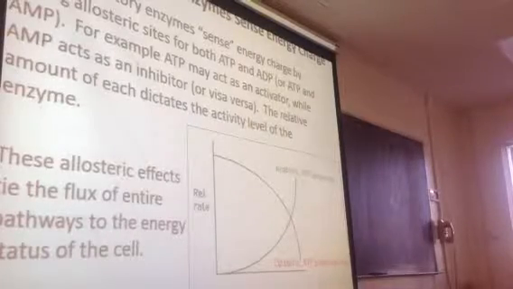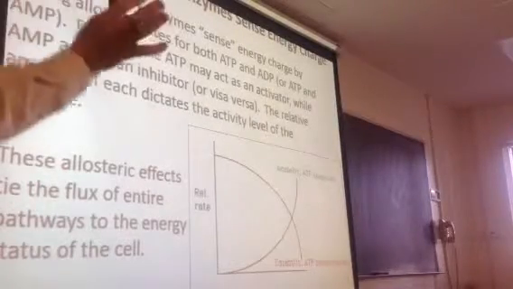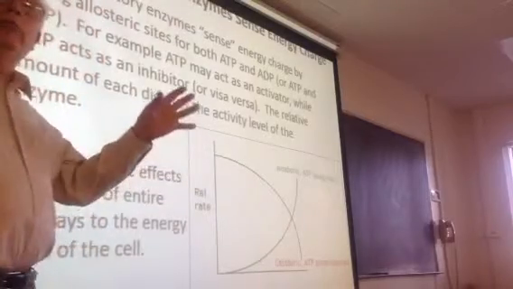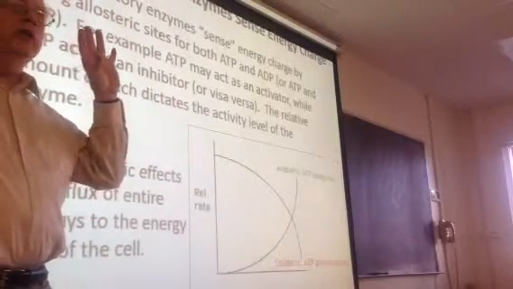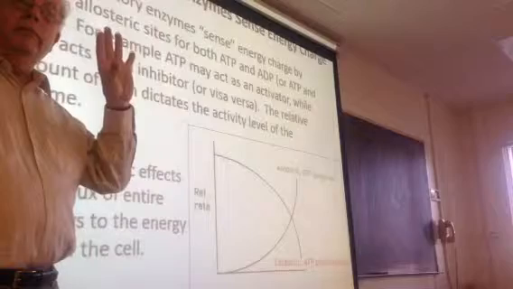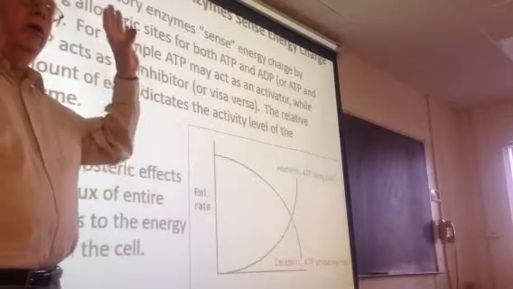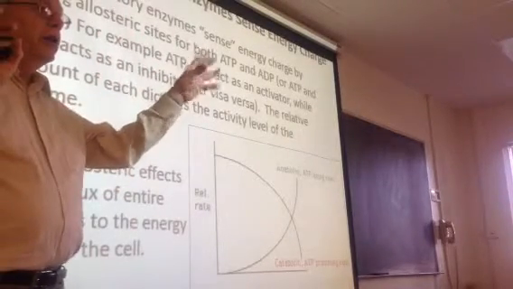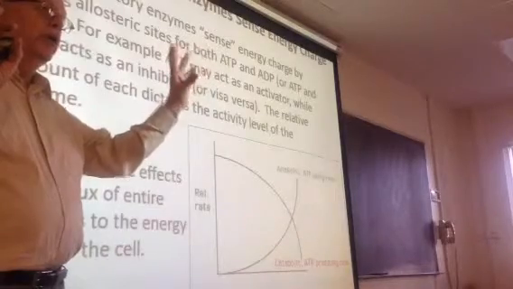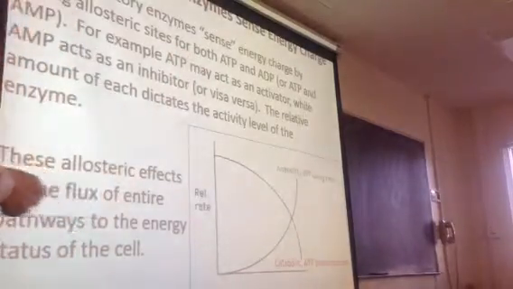How can an enzyme read the energy charge? They have allosteric sites that let them recognize ATP, the high energy form, and they'll have an allosteric site that recognizes one of the two low energy forms, either ADP or AMP.